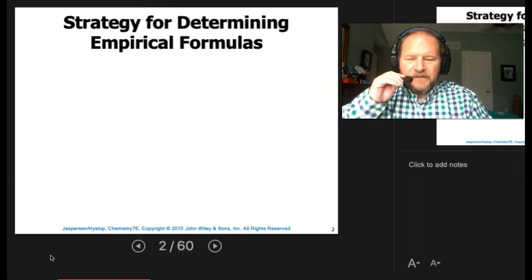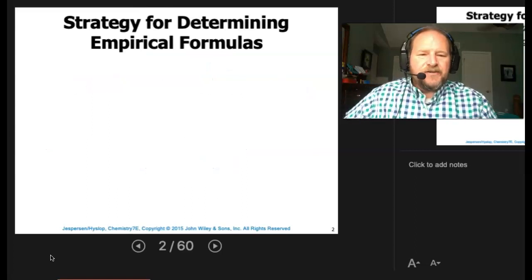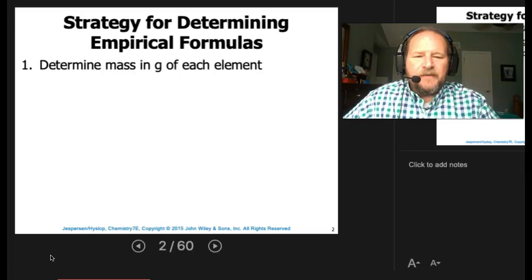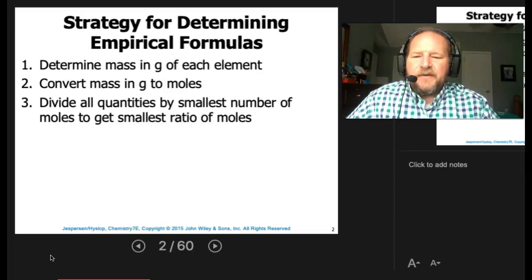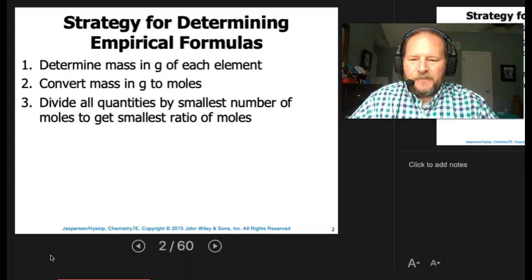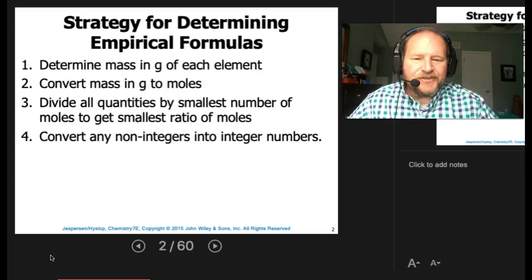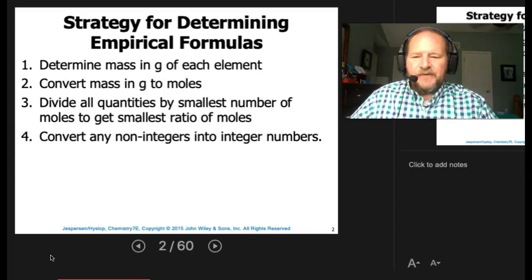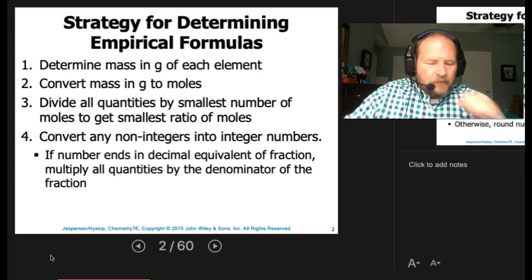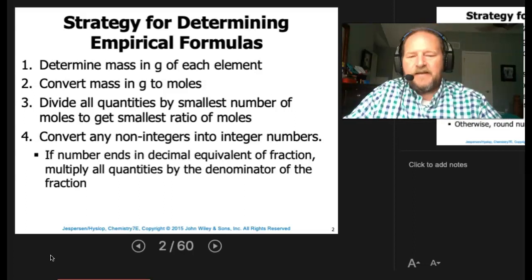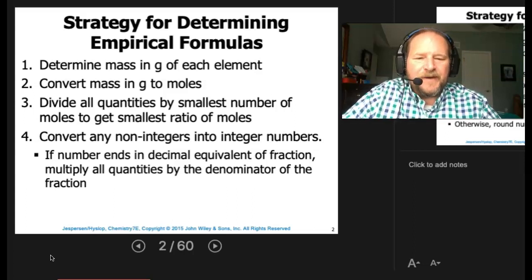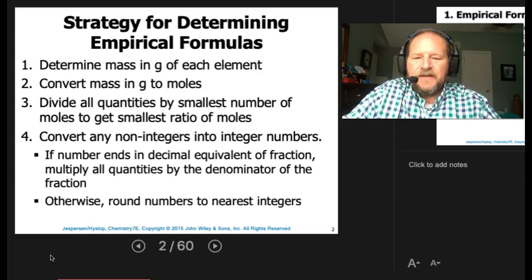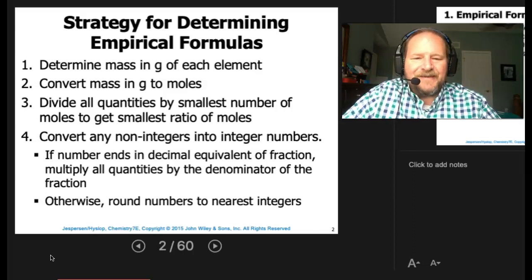All right, so we left off looking at the strategy for determining empirical formulas. And we went through what the steps are. We're going to determine the mass in grams of each element. We're going to convert those masses into moles. And then we're going to divide all the quantities by the smallest number of moles, and that'll give us the smallest ratio of moles. We'll convert any of those non-integers into integers. And if we have an equivalent of a fraction, we'll multiply through by the denominator of the fraction. Otherwise, we'll simply round to the nearest integer.